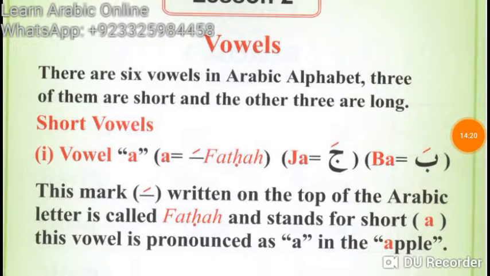There are six vowels in Arabic alphabet. Three of them are short and the other three are long. The vowel a is equal to. How to pronounce this word? Fatha. Fatha. Fatha. And ja is equal to something like Jim Fatha ja. Yeah? Jim Fatha ja. Ja. Correct.